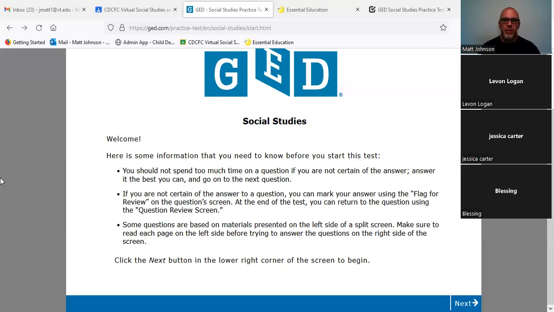Some questions are based on materials presented on the left side of a split screen. Make sure to read each page on the left side before trying to answer the questions on the right side of the screen. So this is going to look similar to what your test will look like if you're taking it online. Well, you guys will be taking it online, whether you're at a testing facility or you take it at home. It'll be the same format. Okay, so let's take a look at what we're getting into here.